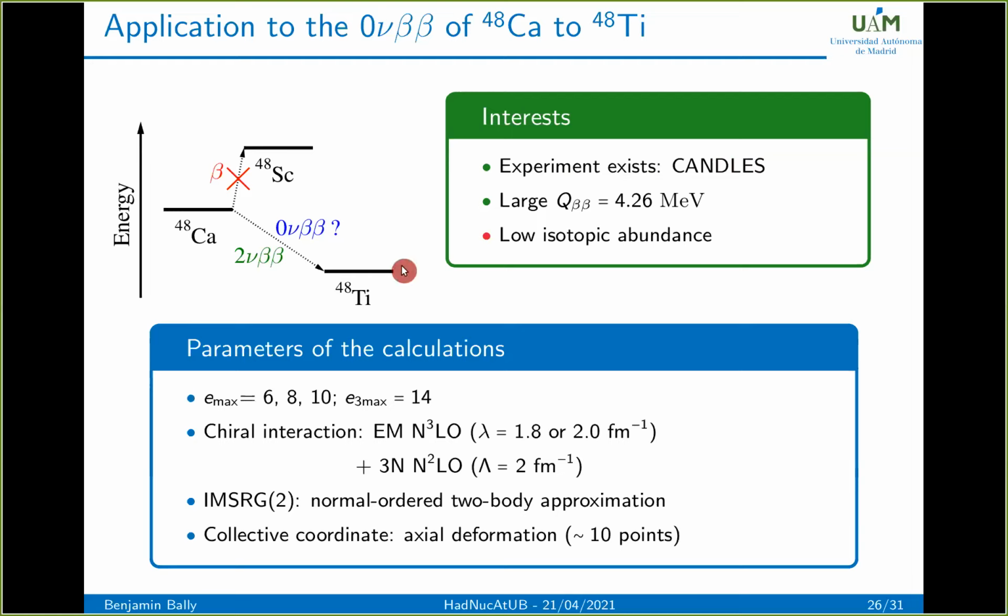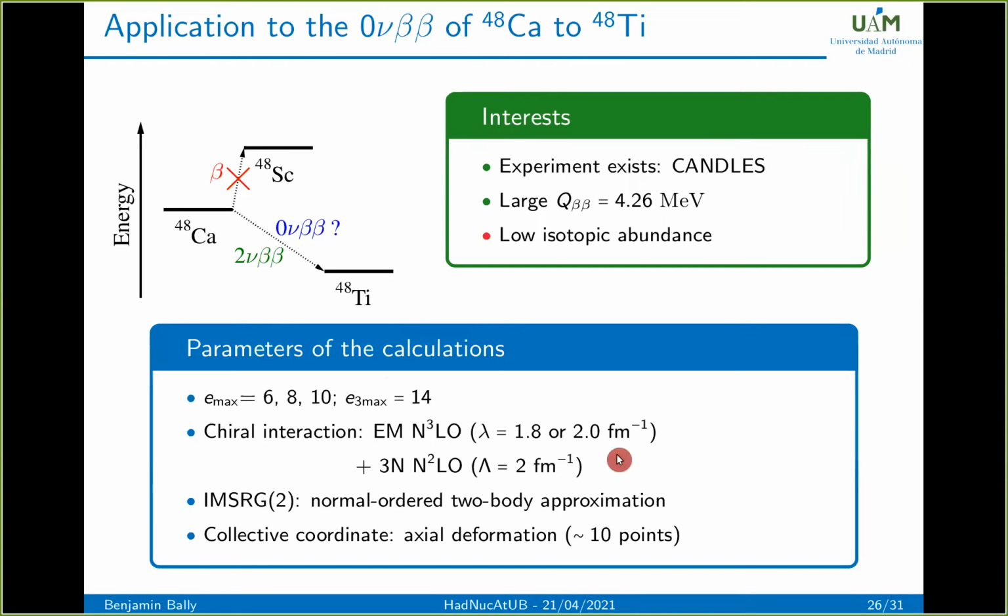It is called CANDLES. And the advantage of this candidate is that it has a very large Q beta beta that is above all the backgrounds, such that you can hope to have a better signal. The big problem is that calcium-48 has a very low isotopic abundance, so you cannot build large-scale experiments with it. Calcium-48 is the lightest one where there is an experimental program, but the real lightest one that is interesting should be germanium-76. So calcium-48, in a sense, is interesting, but not the most interesting.